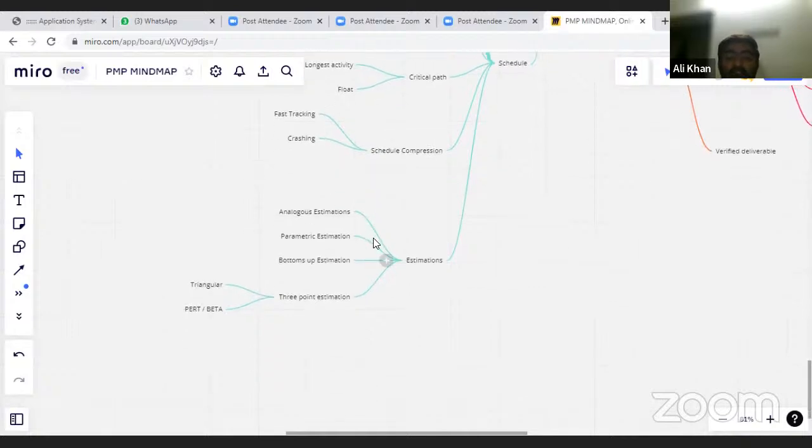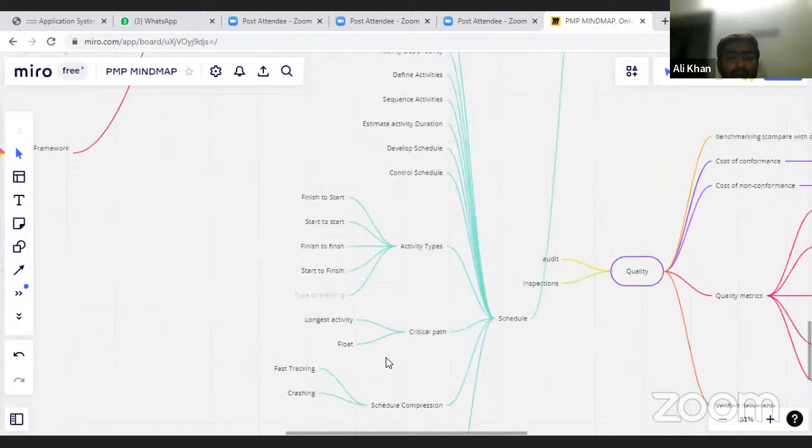Then we have estimation of the schedule. These are analogous estimation, parametric estimation, bottom-up estimation, and 3-point estimation. In 3-point, there are triangular and beta estimates.